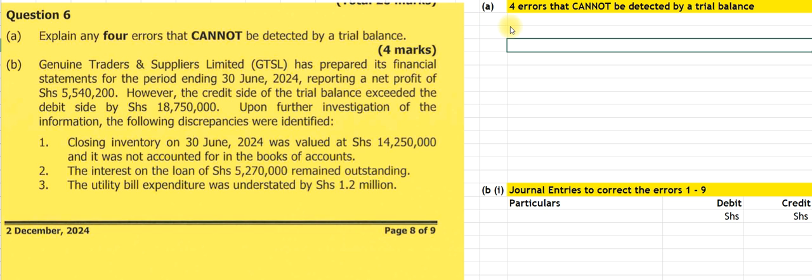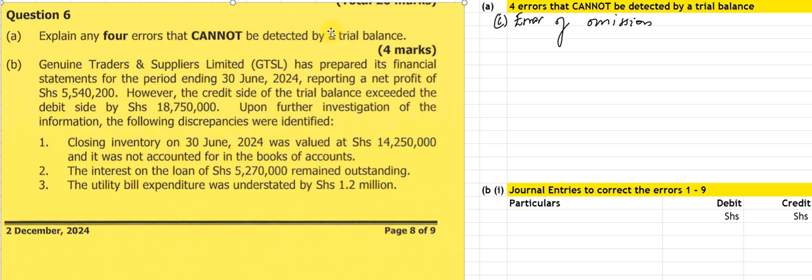Now, one of the errors is error of omission. So number one, we have error of omission. An error of omission occurs when a transaction has been completely omitted from the accounting records. Since neither the debit nor the credit aspect of the transaction has been recorded, the trial balance will still balance. So that is error of omission.